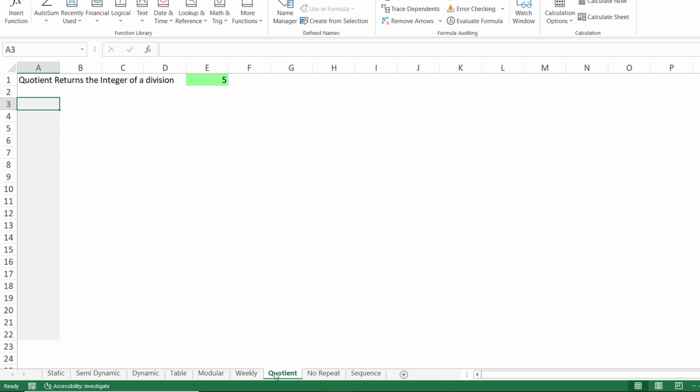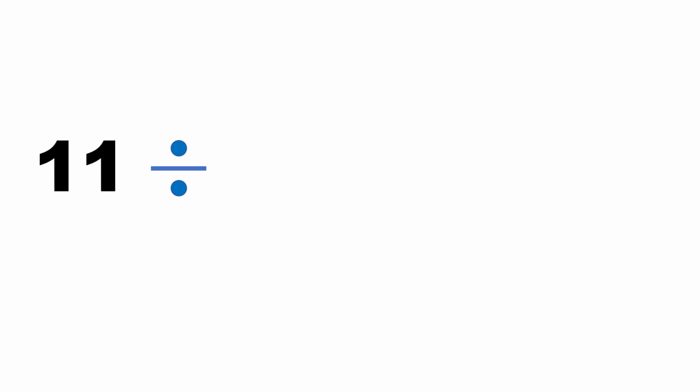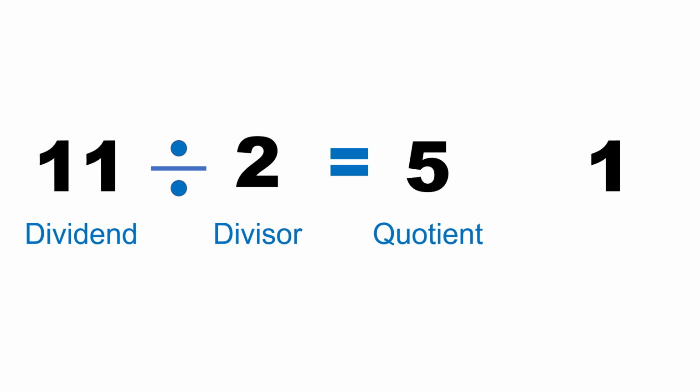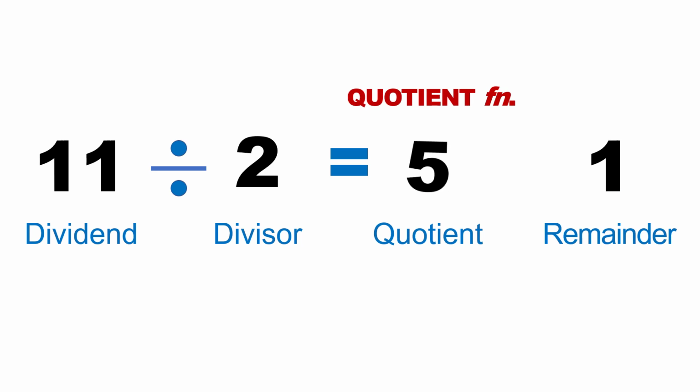To do this, I'm going to use the quotient function. What does the quotient function do? 11 divided by 2 equals 5, and the remainder is 1. 11 is the dividend, 2 is the divisor, 5 is the quotient, and 1 is the remainder. The quotient function returns the quotient of a division, and the mod function calculates the remainder.